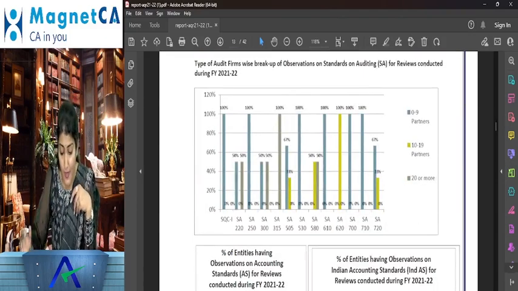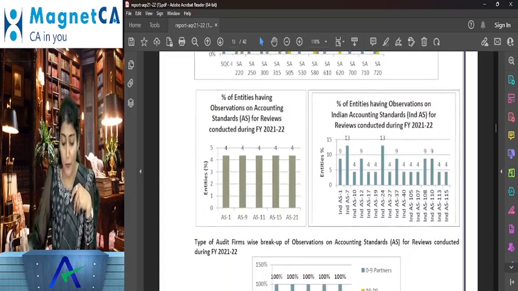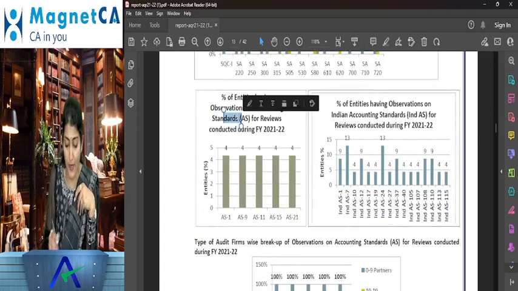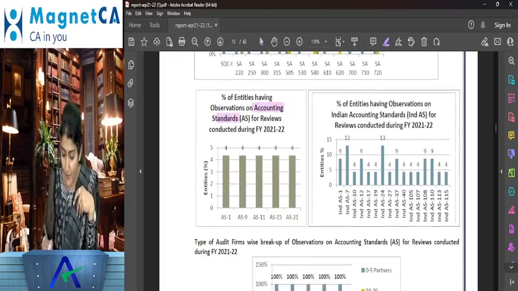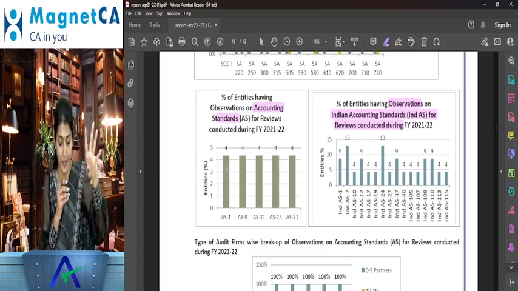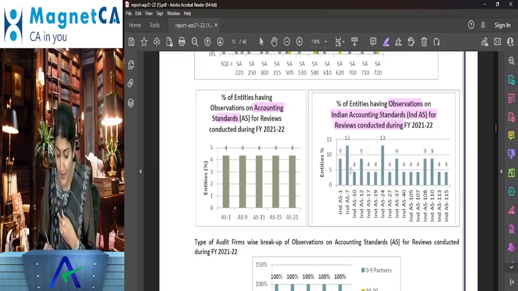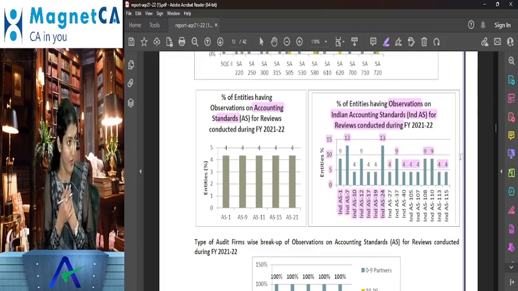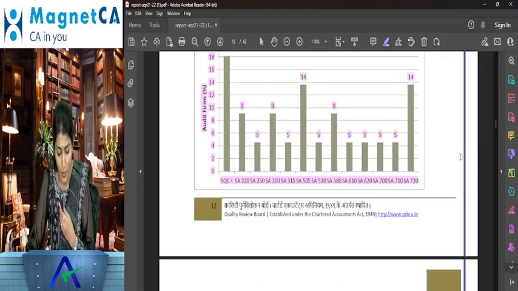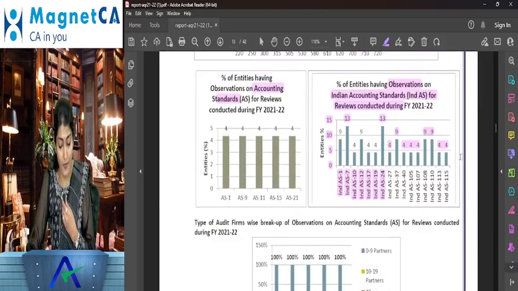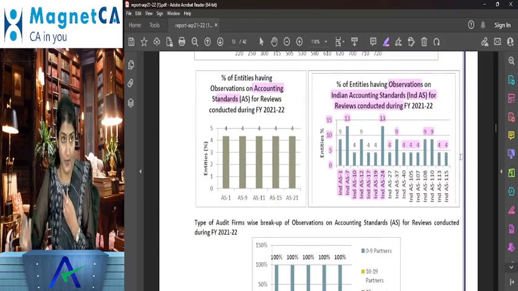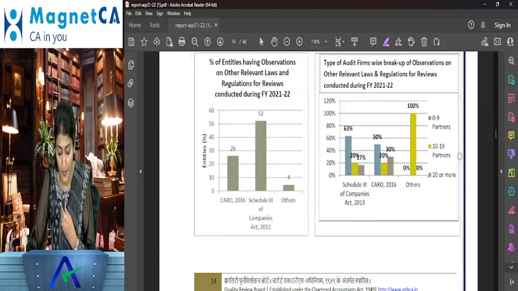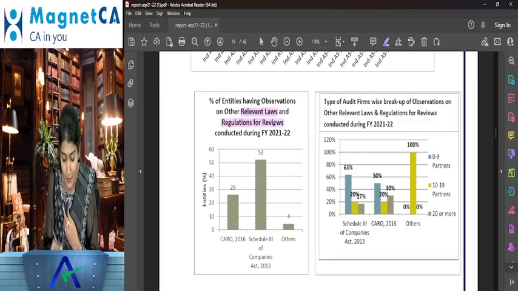Then what does it say? Number of observations in totality. In totality, the number of observations of the firms who have not checked the compliance with the accounting standards and the Ind accounting standards. So AS1, number of entities, 4 entities. AS9, 4 entities. Then in AS7, 13 entities. In AS24, 13 entities. So non-compliance with the auditing standards, non-compliance with the accounting standards and the Ind accounting standards. Then after that it says the non-compliance with the other relevant laws and regulations.